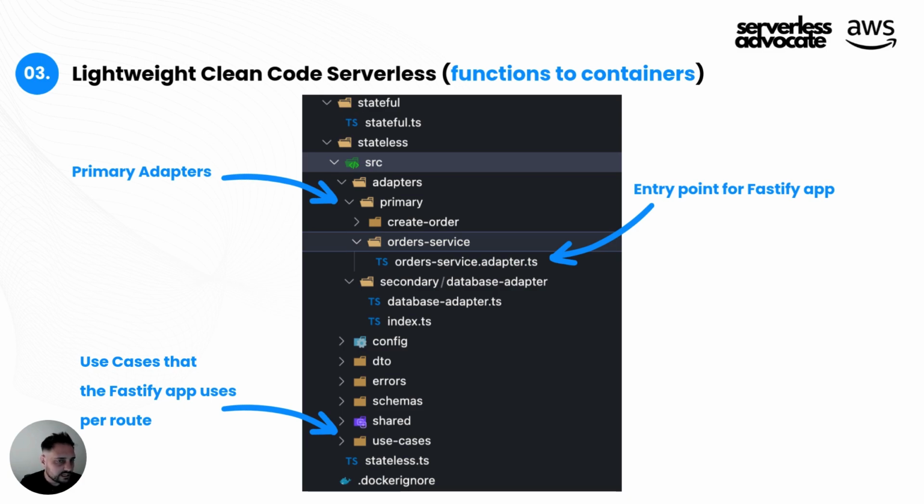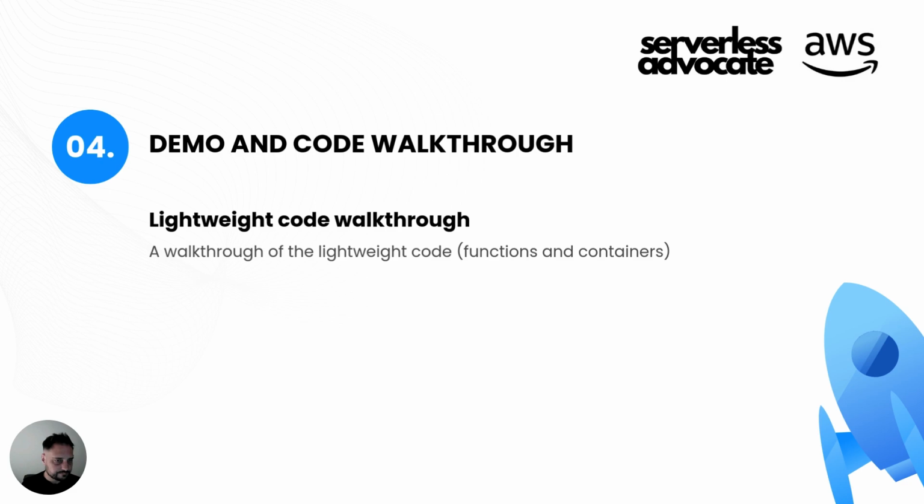And if we have a look at an example of that, all we would do, again, in our primary adapters, because this is how the API is being invoked, we now create an entry point for a Fastify app, and we call this order service.adapter. So nothing else changes. It still uses the use cases, and those use cases still talk out either through repositories or directly to secondary adapters. So we've essentially created one file and moved from functions to containers.